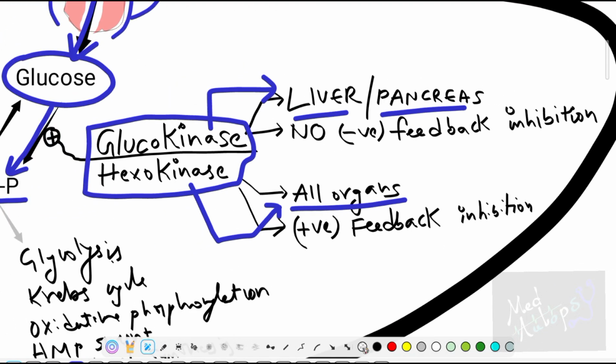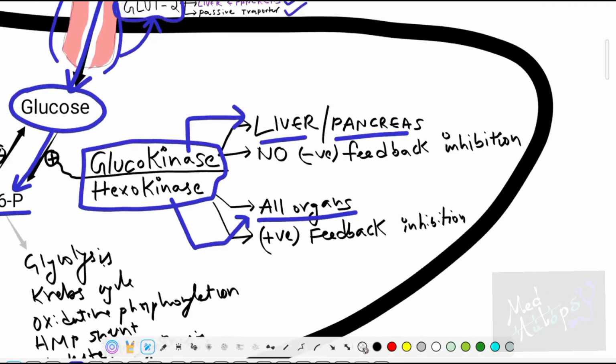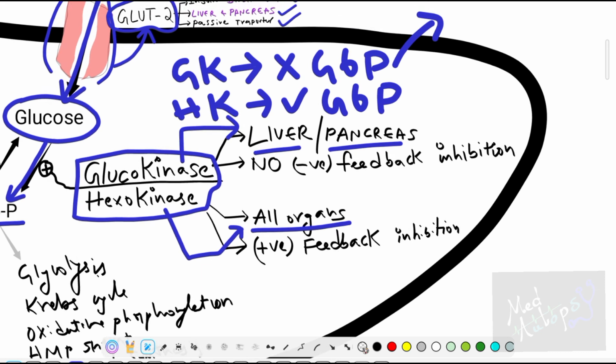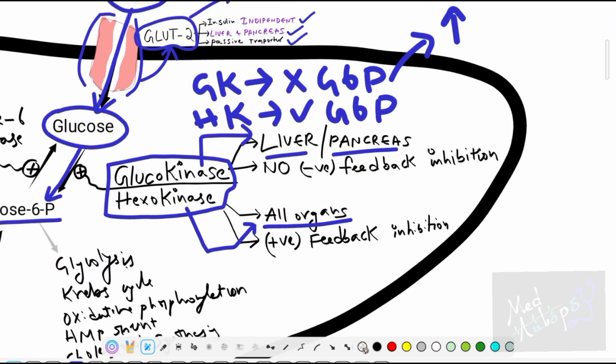So why do we have these two different enzymes for a similar mechanism, similar pathway? Because glucokinase, present in the liver and pancreas, cannot be inhibited by its product, which is glucose 6-phosphate. In contrast, hexokinase can be inhibited by a higher amount of glucose 6-phosphate. So I'll teach you about this a little further.